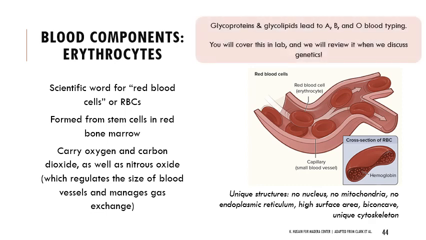Another thing to keep in mind is that they have all these surface proteins and lipids, those glycoproteins and glycolipids that we talked about earlier in the term. Those are how we get type A, type B, type AB, and type O blood types. We'll talk about this a lot more when we talk about genetics, and I think that you might have already covered this in lab or will be soon.